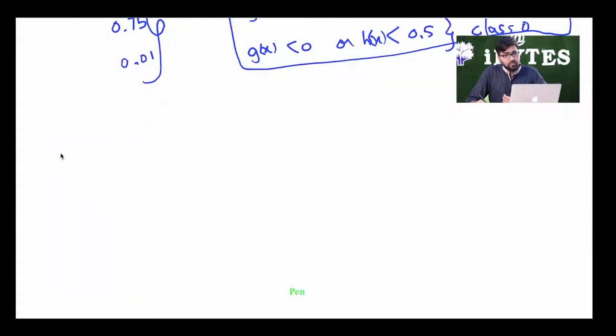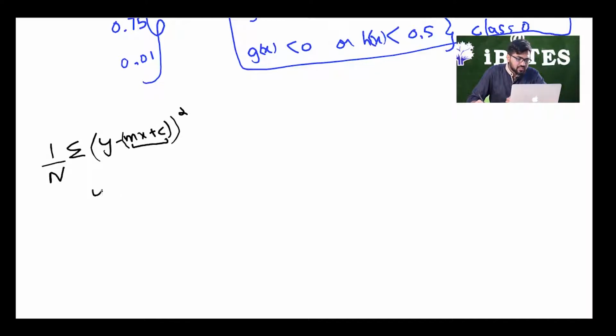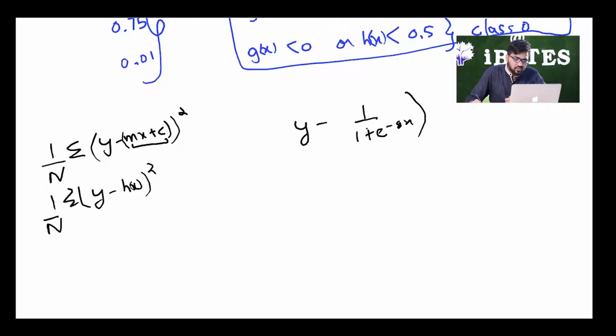Okay, so one last thing that I want to discuss about this is the cost function. If you remember, in the case of linear regression, my cost function looked something like this: mx plus c is my hypothesis, (y minus h(x)) squared and summation over n. So similarly, in the case of logistic regression, my cost function should be something like this: (1 minus 1 upon 1 plus e to the power minus g(x)) squared, summation 1 by n. So ideally, by logic, it should be something similar to this.